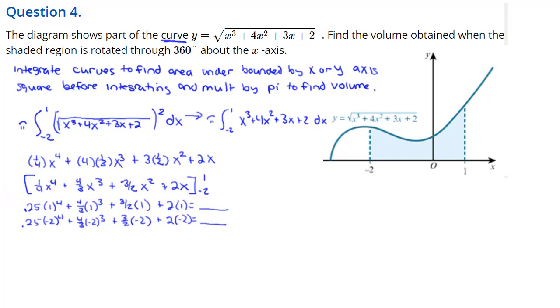In this case, what we're going to end up with is 61 over 12 pi, and then we're going to have negative 14 over 3 pi. And so then when we subtract them, it's going to be 61 pi over 12 minus a negative 14 over 3 pi. It's going to give us 39 pi over 4. And then that's going to be our answer.